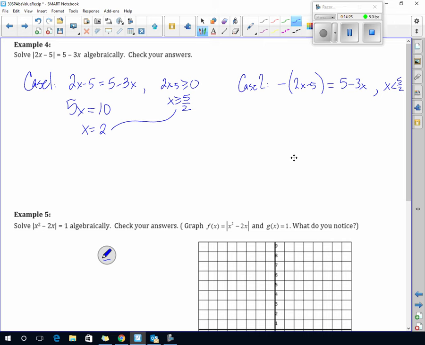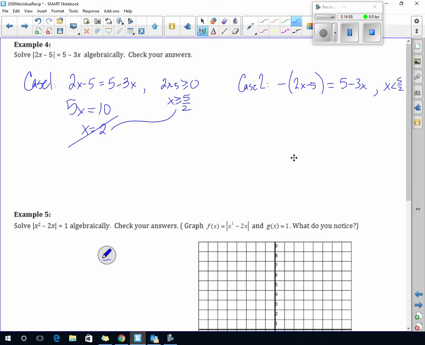Does everybody see? Just for fun, substitute 2 in there. You get 2 times 2 is 4. 4 minus 5 is negative 1. Absolute value of negative 1 is just 1. So the left-hand side gives me 1. If I put 2 in there, I get 3 times 2 is 6. 5 minus 6 is minus 1. I have positive 1 equal to negative 1. Do you see why we're rejecting it? Okay, moving on to the other one.